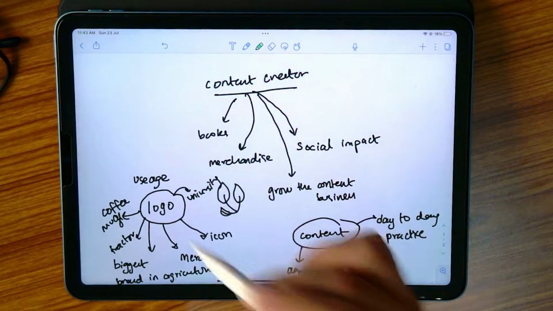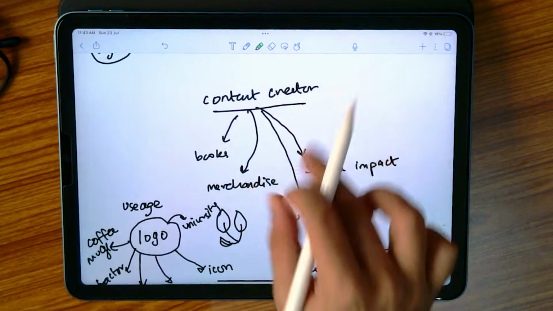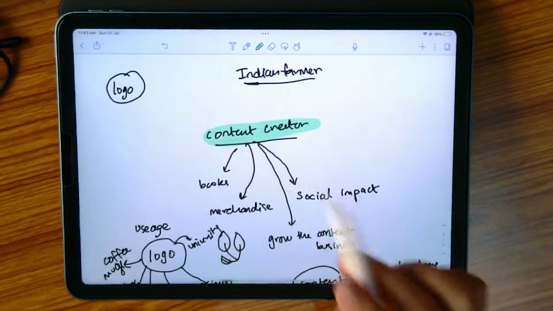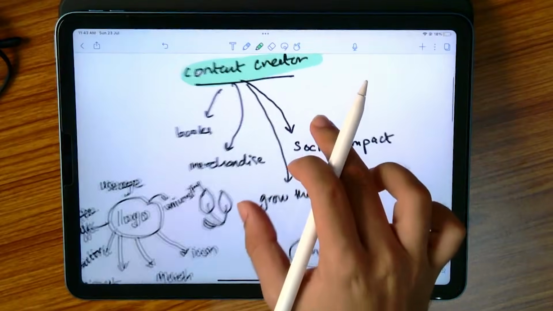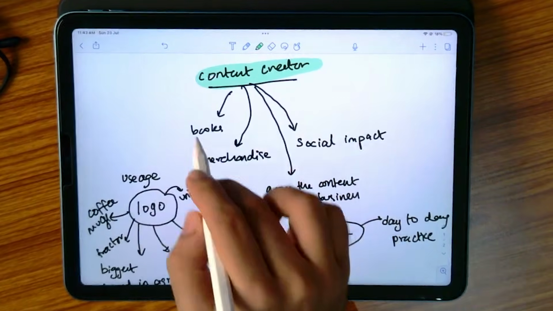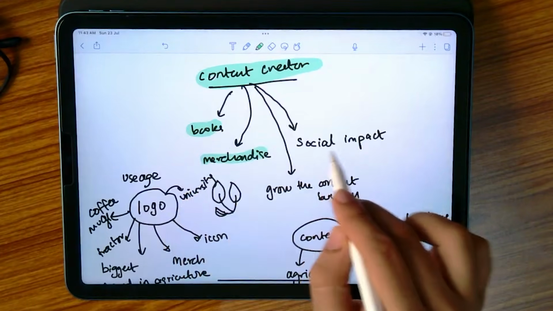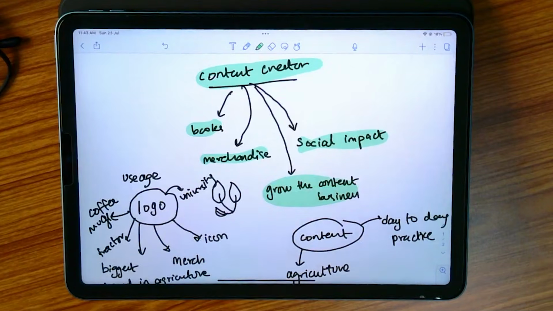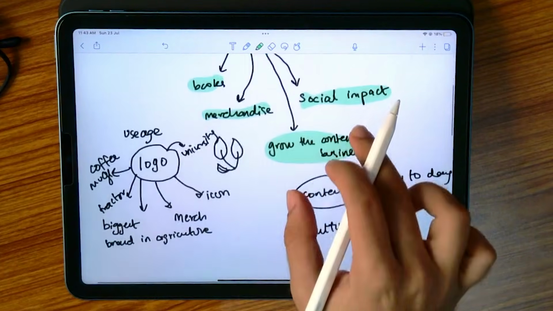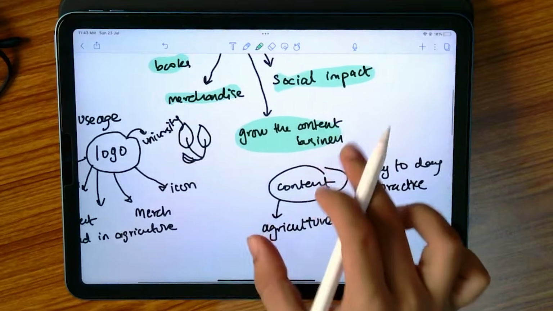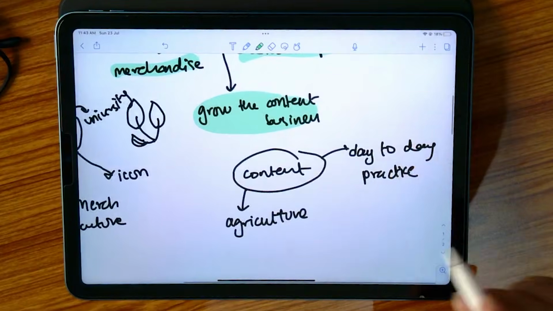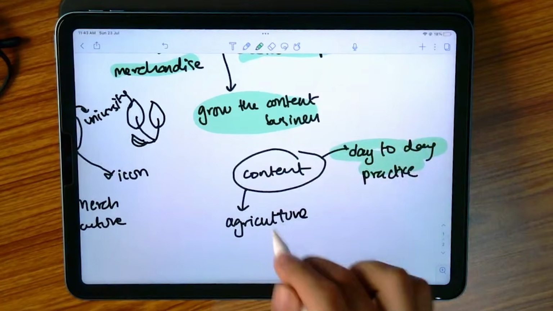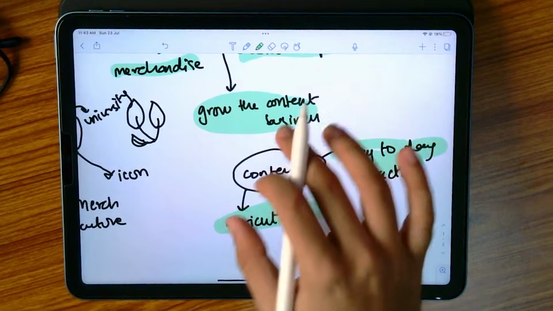So starting with the brief, it started with yes, they are a content creator, and what they have planned for the future: maybe books, merchandise, to create a social impact, growth of the content business, which is pretty big right now. And then these were the breakdowns of their content: day-to-day practice, agriculture. These are the content they are creating.